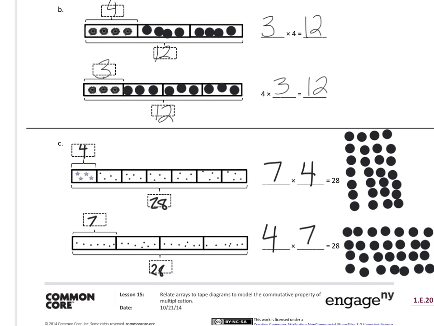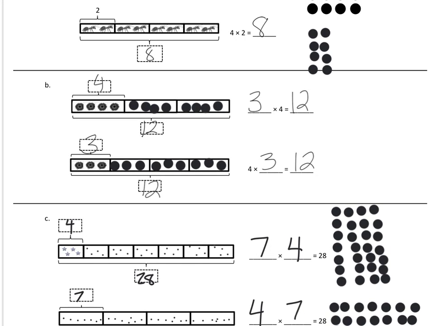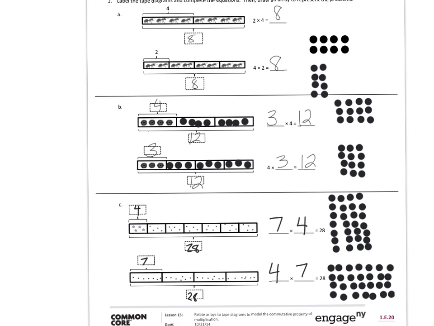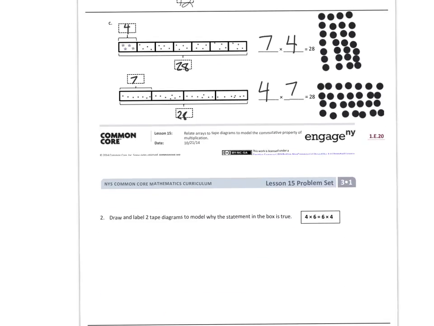All right. And then let's go up to problem B. It's nice because I have my multiplication sentences to look at to help me with my arrays. My first tape diagram and multiplication sentence was 3 times 4 equals 12. So 3 rows with 4 in each row. If I flip-flop that, I have 4 rows with 3 in each row. There we go. So now we have our arrays to match our tape diagrams. On to page 2.